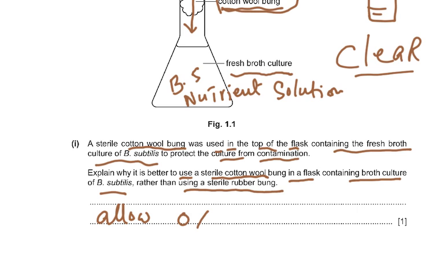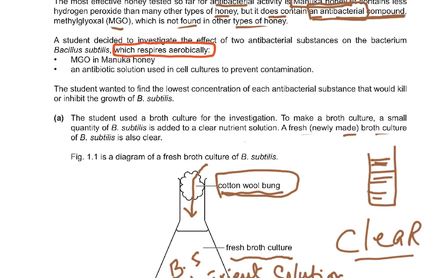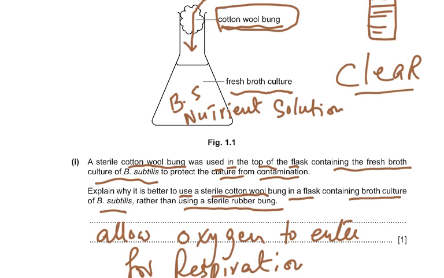Because where did it tell you? Why will it need oxygen? Oxygen to enter for respiration. We can't have it in a vacuum. So basically the air will enter and the air contains oxygen because the bacteria respire aerobically. You can see this was given in the question that the Bacillus subtilis respires aerobically. So you actually read through it, but if you didn't read it carefully and you didn't register it, then you would not get this right. Because it says, why did we use a sterile cotton wool bung instead of a sterile rubber bung? The rubber bung would be airtight. So that was the answer to that.